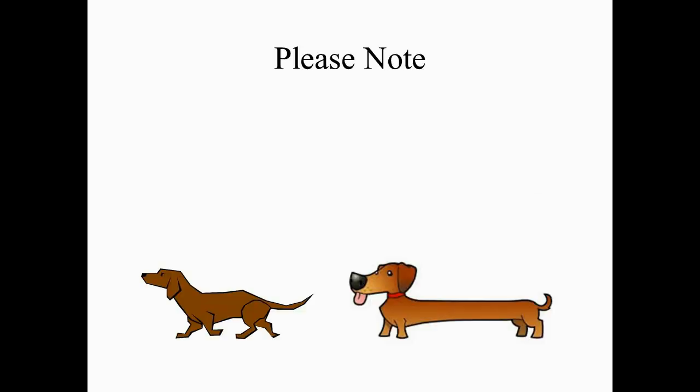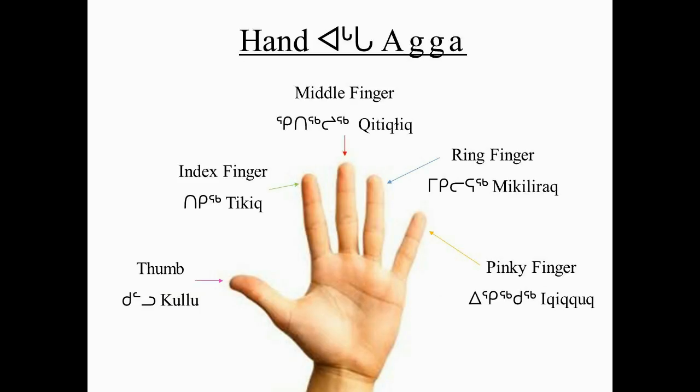Once again, here are the Inuktitut anatomical terms for the fingers and for the hand. Kullu, tikiq, qatiqliq, mikiliqaq, iqiqquq, agga.